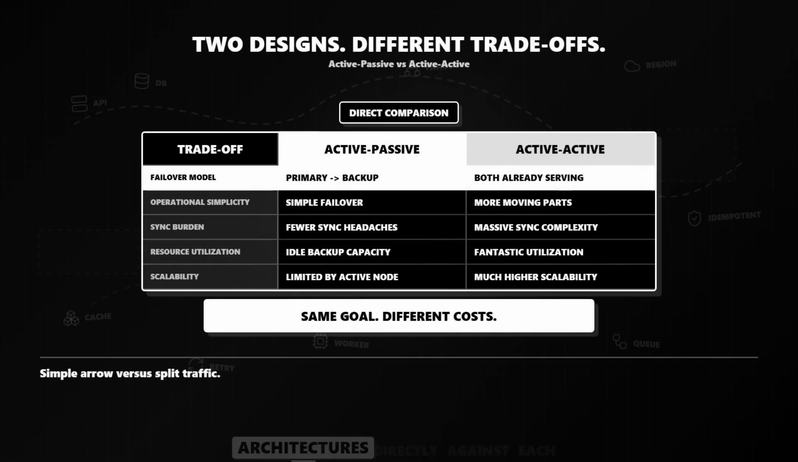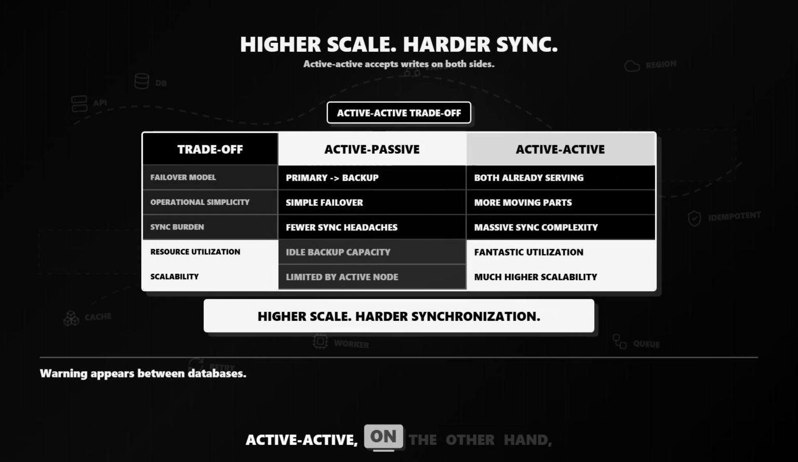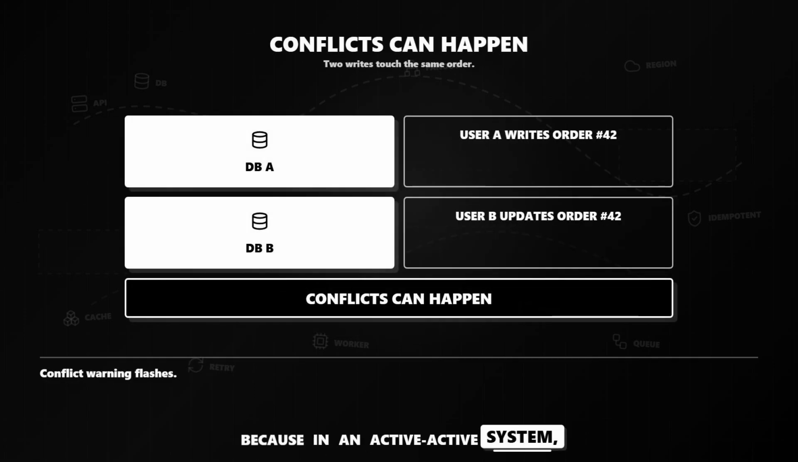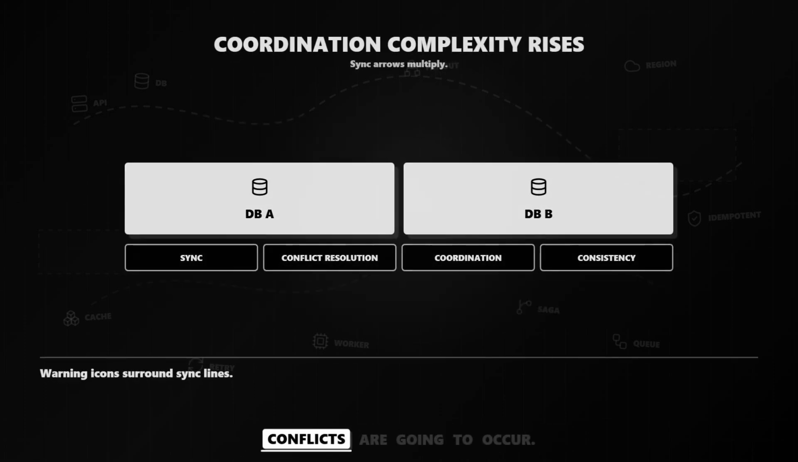When we compare these two architectures directly against each other, the trade-offs become glaringly obvious. Active-passive gives you a very simple failover process and far fewer synchronization headaches. Active-active, on the other hand, gives you fantastic resource utilization and much higher scalability, but it comes at the cost of massive synchronization complexity. Because in an active-active system, engineers now have to ensure data remains perfectly synchronized across multiple active systems that are all taking new writes at the exact same time. Conflicts are going to occur, coordination gets significantly harder.